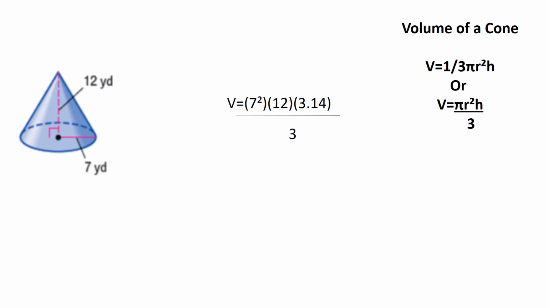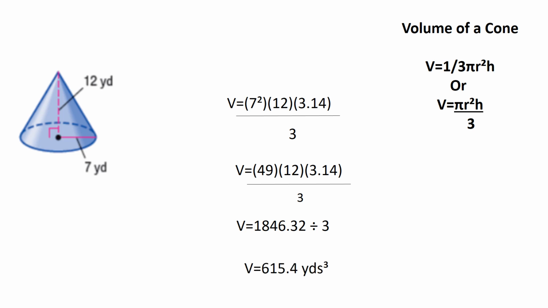So the radius is 7, 7 squared times the height of 12 times pi divided by 3. Go ahead and square 7 to get 49. Plug that into your formula. Do your math on the top, completing the numerators information, and then divide it by 3. And that gives you 615.4 yards cubed once it's rounded to the nearest tenth.